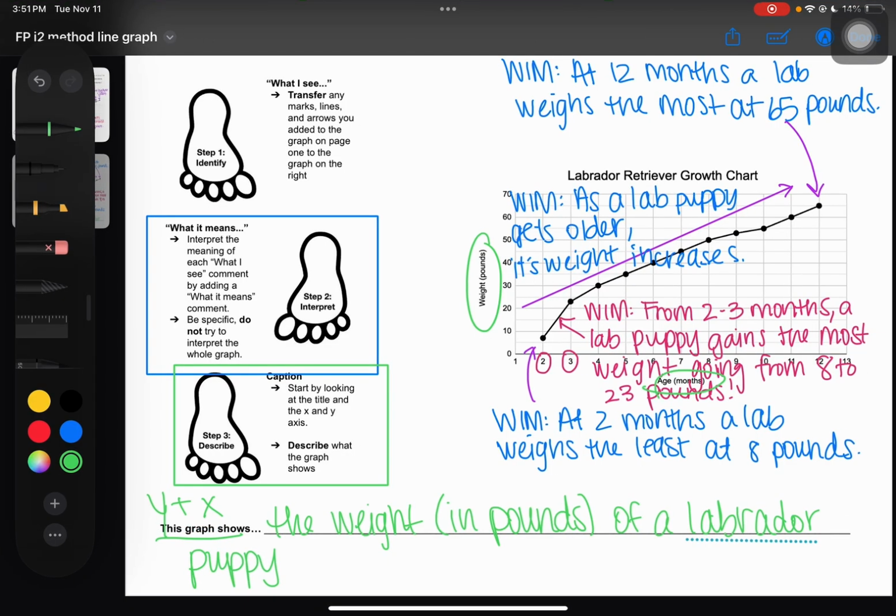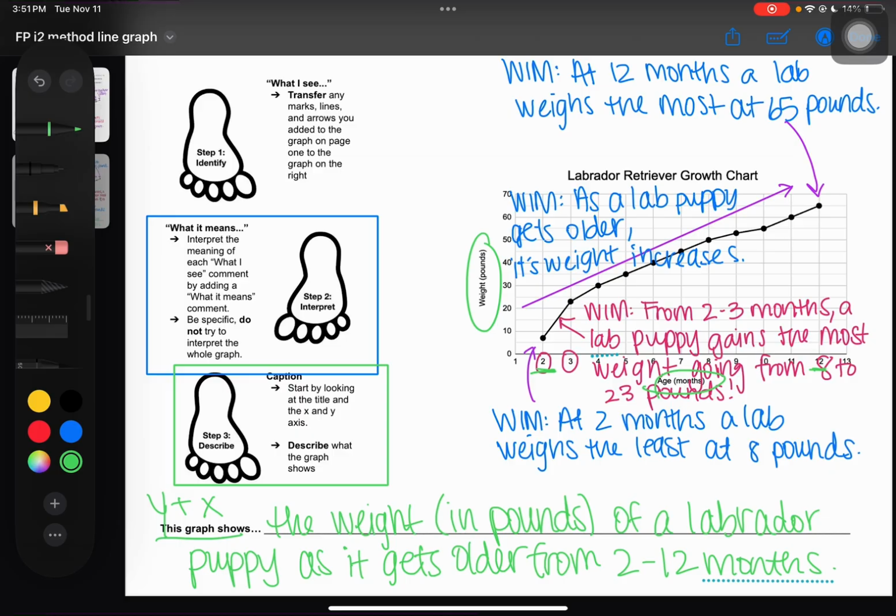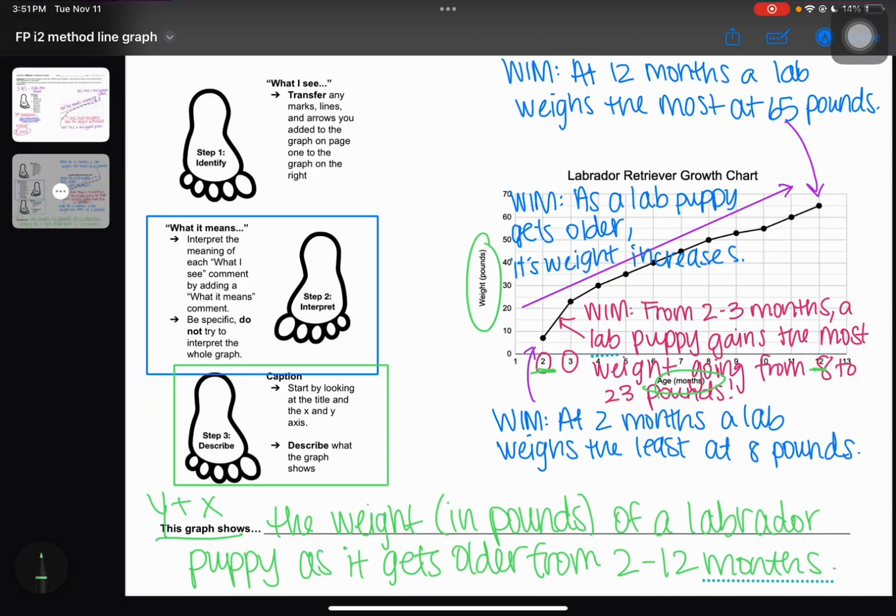And then I'm going to bring my X-axis label in here. And I could say across different months, but I might make this a little more sophisticated and say, this graph shows the weight in pounds of a Labrador puppy as it gets older from 2 to 12 months. Because my first point on here is at 2 months, and my last point on this graph is at 12 months.